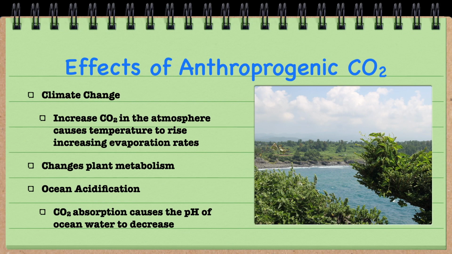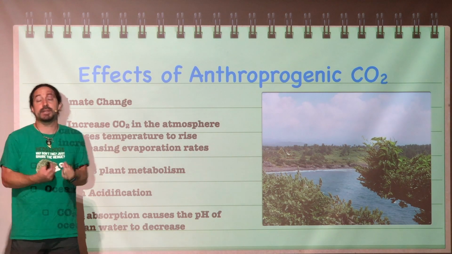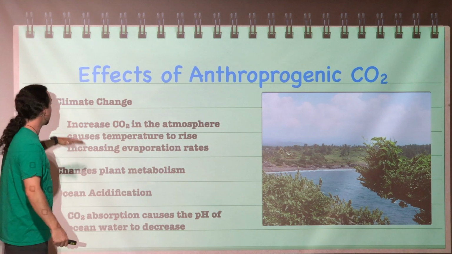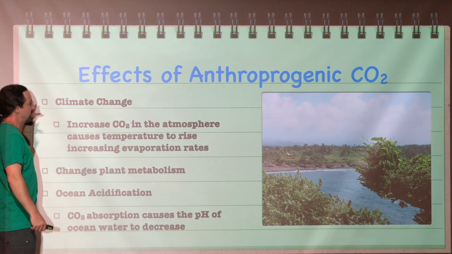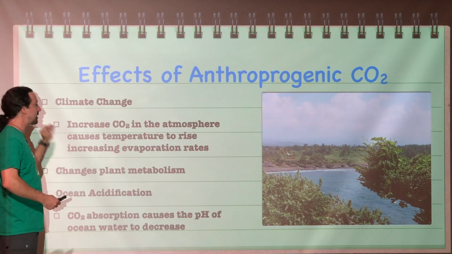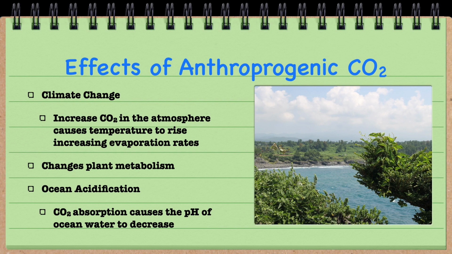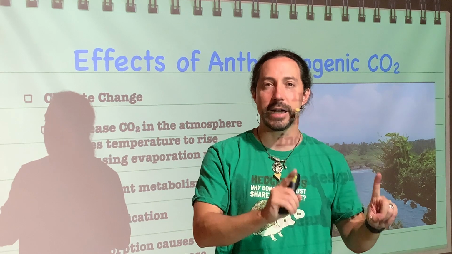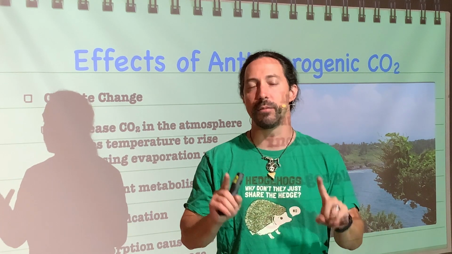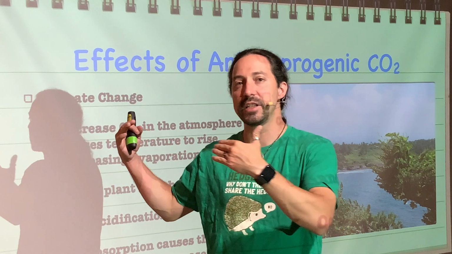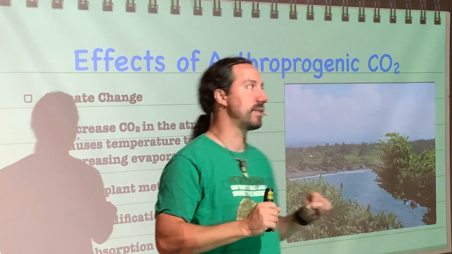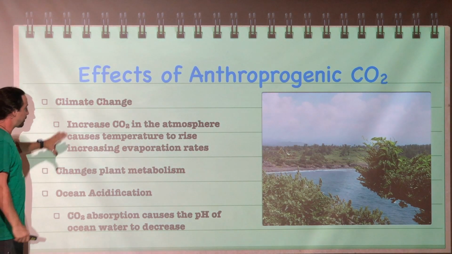But the effects of increasing the amounts of CO2, and specifically the amounts of anthropogenic CO2, the amount of CO2 that we release into the atmosphere, that is causing climate change. Because as we increase the CO2 in the atmosphere, that causes the temperatures to rise, which first off, is going to increase the evaporation rates. And remember that water is the most IR active of all of those different molecules. And so if we increase the evaporation rates, that means we are going to have more water in abundance within our atmosphere.